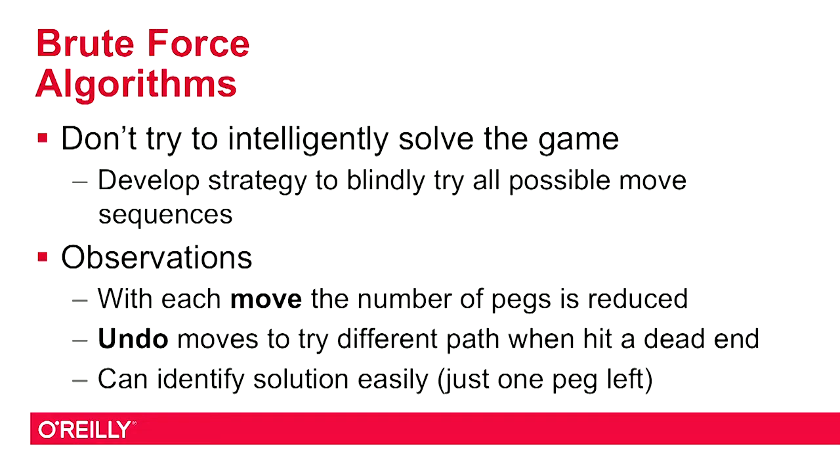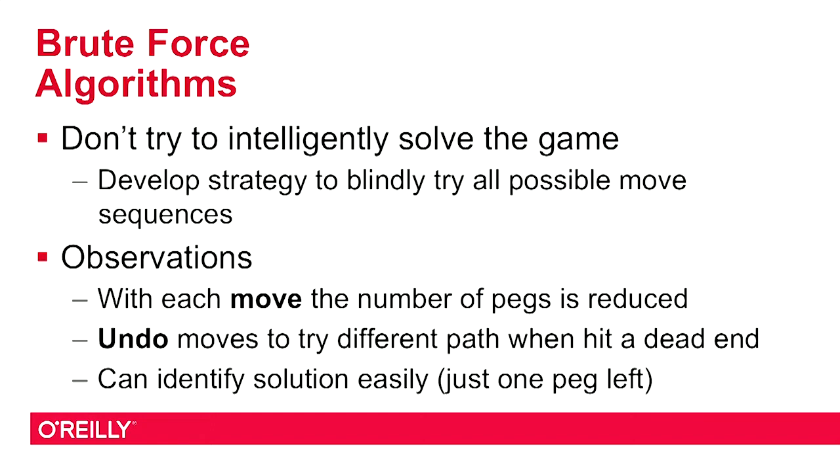Instead, it would just blindly try all possible move sequences from that starting point to try to get to a solution, whatever it is, in which a single peg remains. There are certain observations that you can make that make this particular game tractable. Specifically, with every move, the total number of pegs on the board is reduced. This one little observation gives you the hope that you will eventually come to a solution.